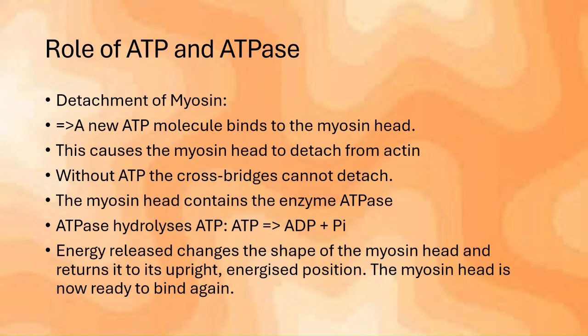So now to look at the role of ATP and ATPase. First off is the detachment of myosin. A new ATP molecule binds to the myosin head, and this causes the myosin head to detach from actin. Without ATP, the cross bridges cannot detach. The myosin head contains the enzyme ATPase. So it is the ATPase that hydrolyzes the ATP to produce ADP and the phosphate. Energy released changes the shape of the myosin head and returns it to its upright, energized position. The myosin head is now ready to bind again, and the entire cycle repeats.